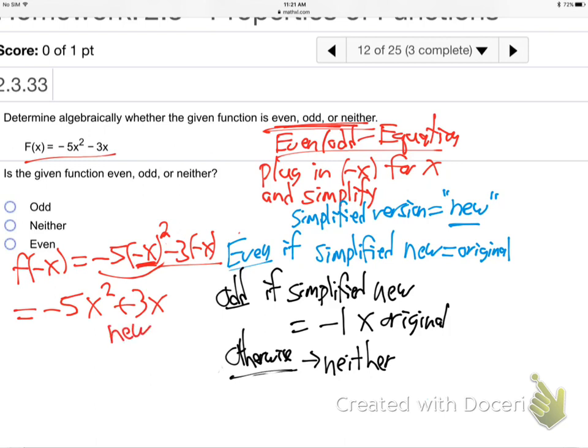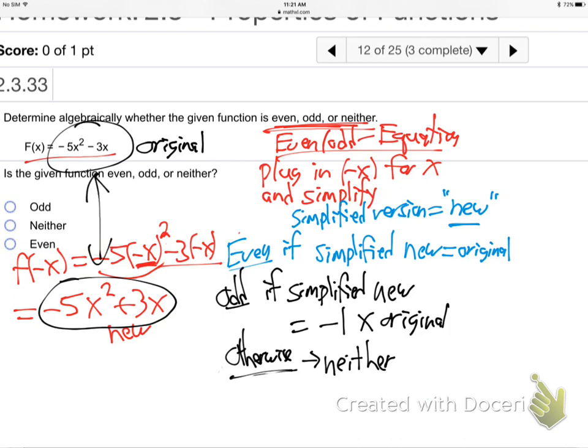And our question is, how does the new compare to the original? Basically what they're saying, if the simplified new equals the original, that'd be even. If they're completely the opposite, negative 1, all the signs change when you multiply something by negative 1, not just some of the signs. So that's what they're asking. Is it completely the same, or is it totally the opposite, or is it somewhere in between? If that's the case, that's neither. So are they totally the same? Is the original totally the same as the new? No, that plus 3x, minus 3x part is different. So it's not even.